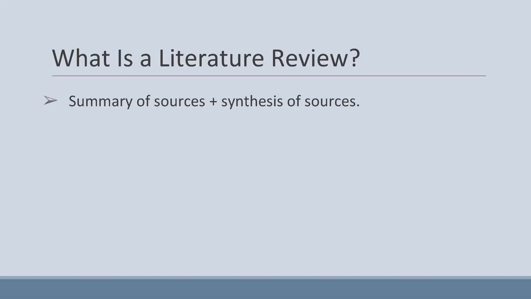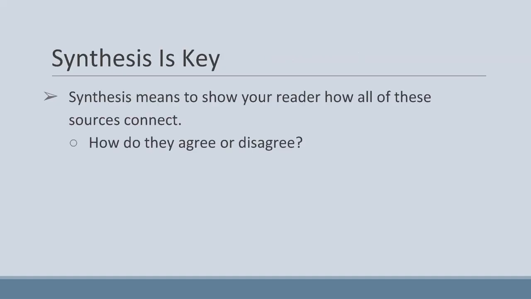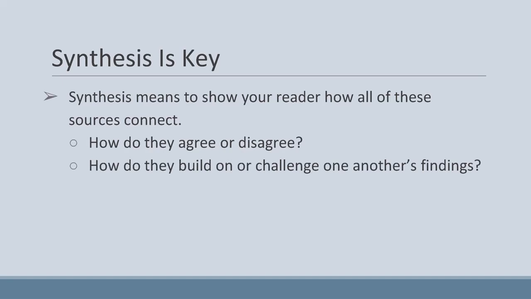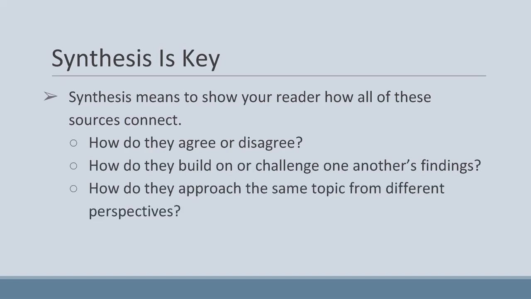In a literature review, you provide brief summaries of your sources' overall topics, their research methods, and any major findings and conclusions or any big ideas that they communicate. Along with those summaries, you also synthesize the sources together. Synthesis is key to a literature review. Synthesis means to show your reader how your sources relate to one another. That means talking about how they agree or disagree, how they build on top of or challenge one another's findings, or how they take different perspectives on the same topic or issue.